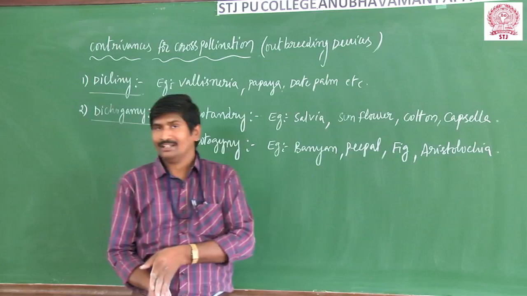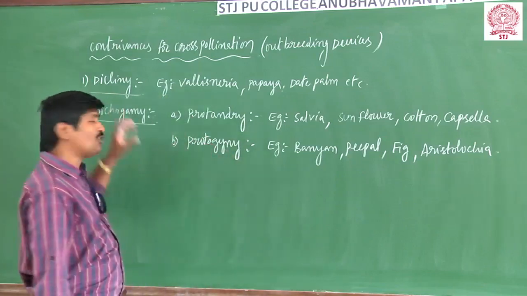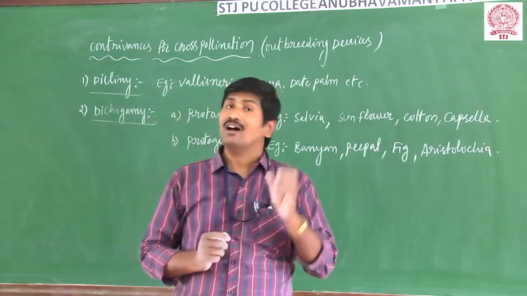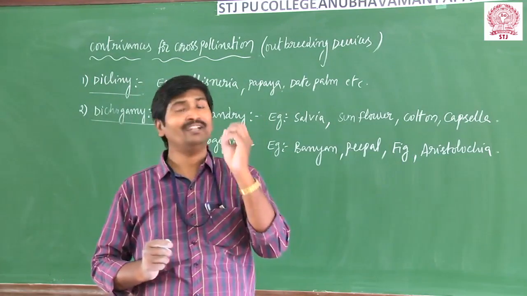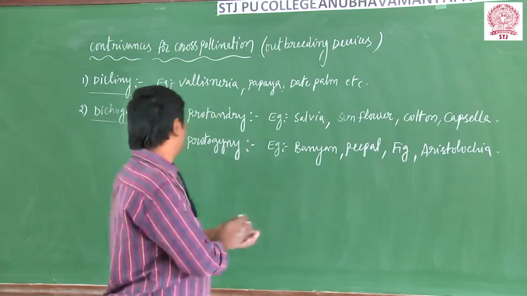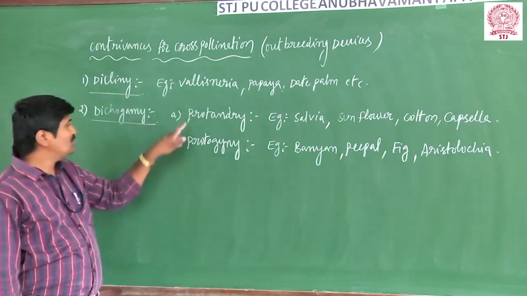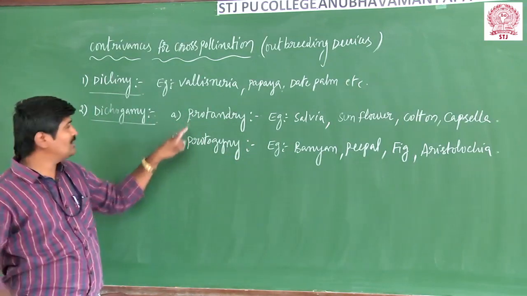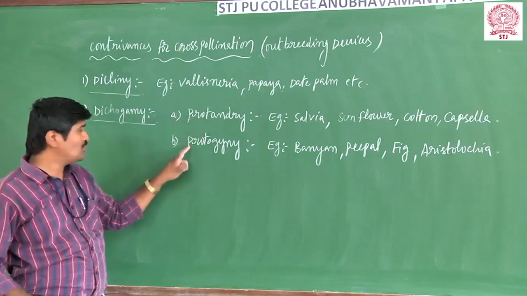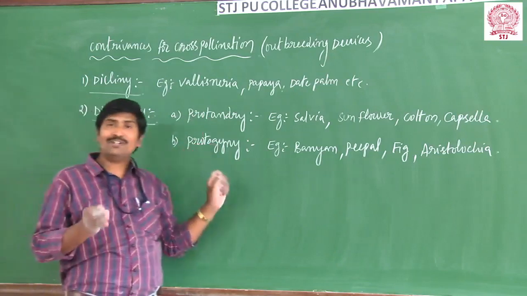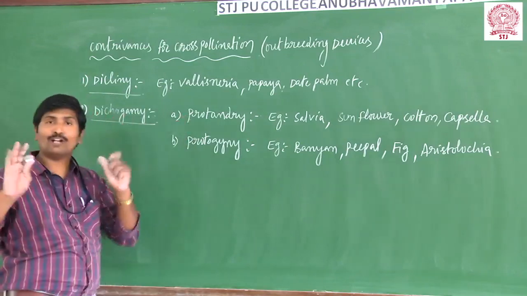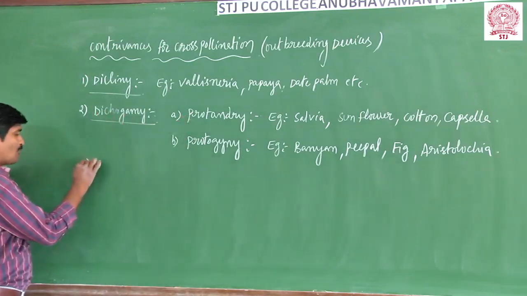protogyny. Clear? Here, dichogamy means the male and female reproductive organs are mature at different times. It is of two types, protandry and protogyny. Protandry means the androecium is mature earlier than gynoecium. Protogyny means the gynoecium is mature earlier than androecium. This is known as dichogamy. Third device.